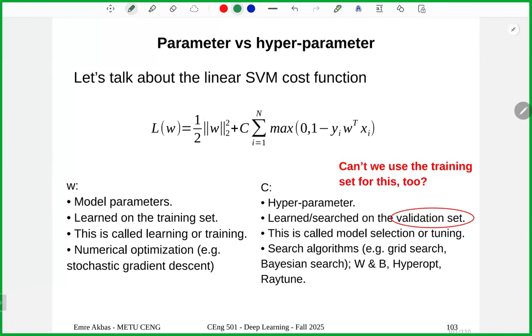Yes, exactly. That's the answer. If you try to optimize C on the training set, an obvious optimizer is setting C equal to 0. If I set C equal to 0, then there is no error in the hinge loss part. And you can set all the W to 0 as well. It's minimized, right? But this doesn't work. We find the value of C on a separate data set so that this degenerate solution is avoided.